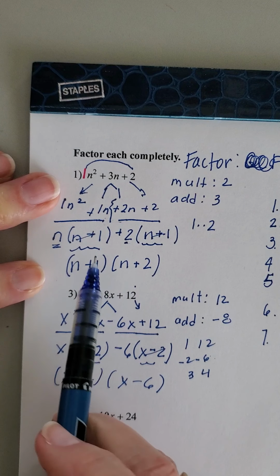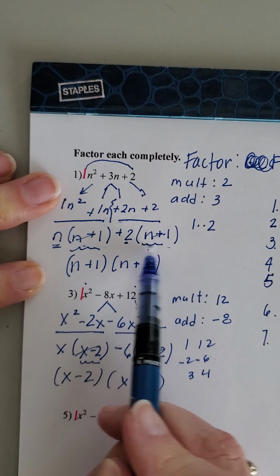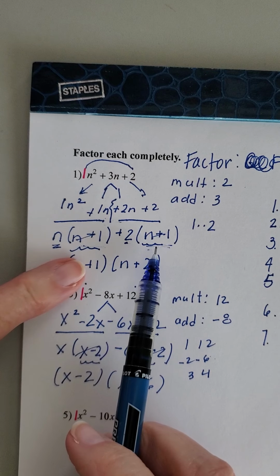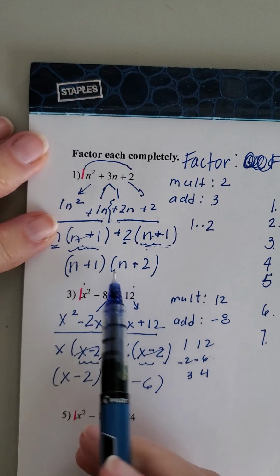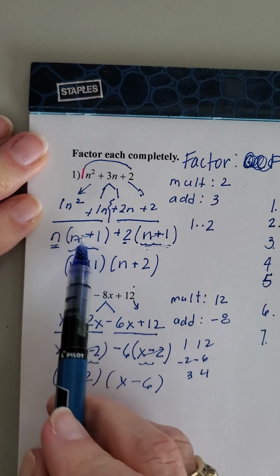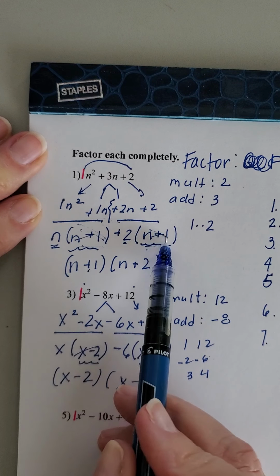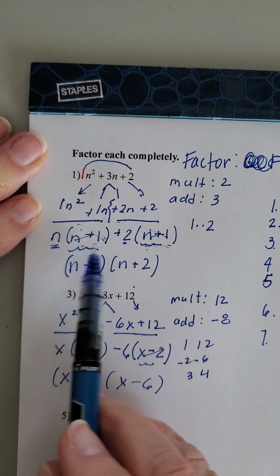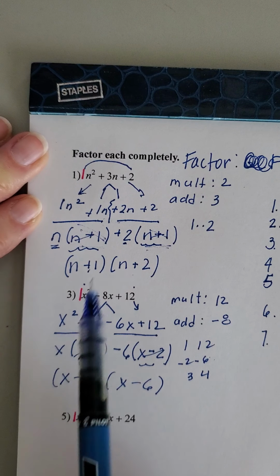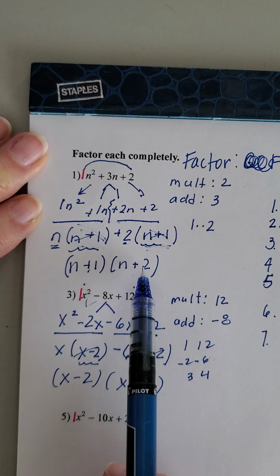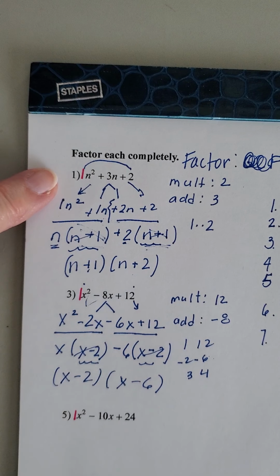Now when we look at this, oh my goodness, every single time this is going to happen. There's a common factor of n plus 1 on both sides. So we take that common factor here, say, all right, pulled out the common factor, and what's left is n plus 2. So that becomes our second factor. If we wanted to, we could do this multiplying, and we would end up with our initial problem.